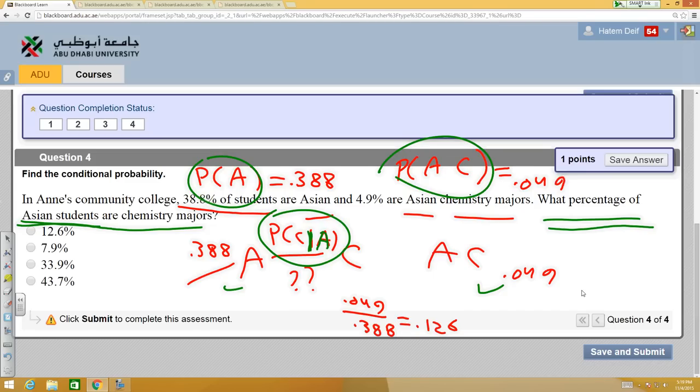Another way, total Asian is 38%. So he needs Asian chemistry major, so it's 4.9 over 15. Yeah, but that's fine. He gives all Asian 38. Yes. And he needs Asian chemistry major, which is 4.9, so 4.9 over 15. Yeah, you're talking about the rule.